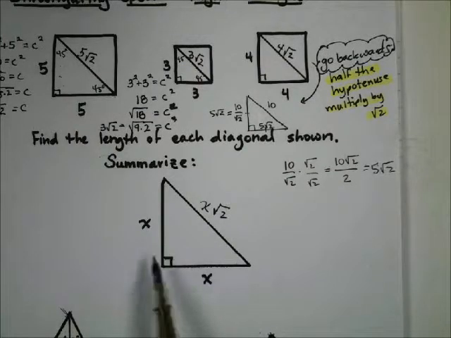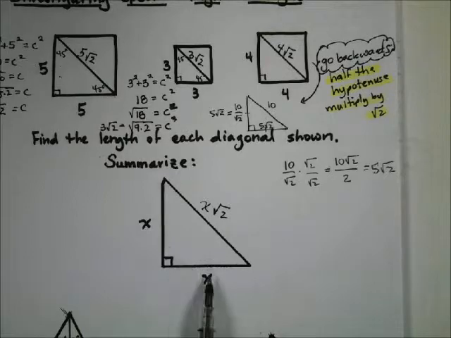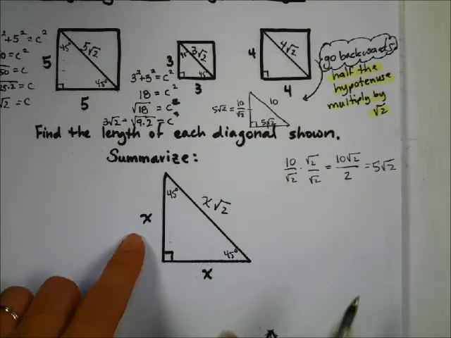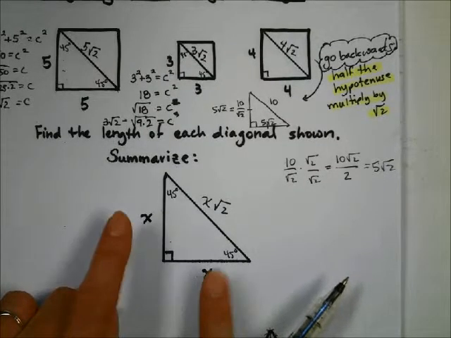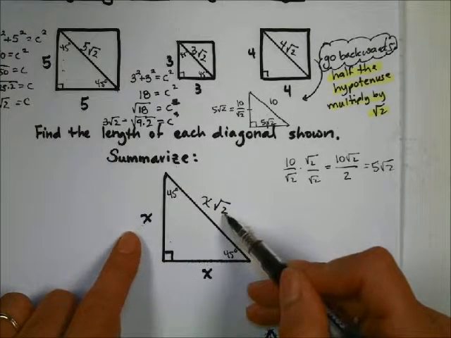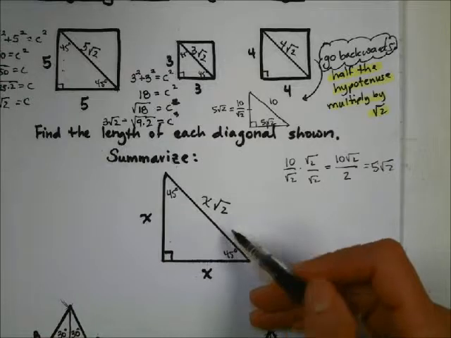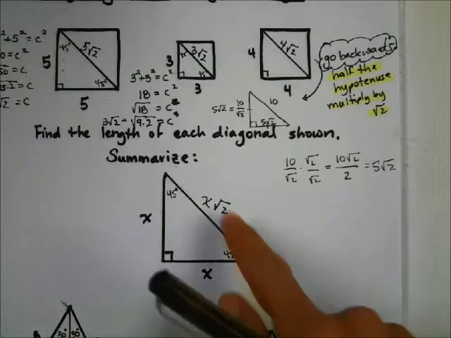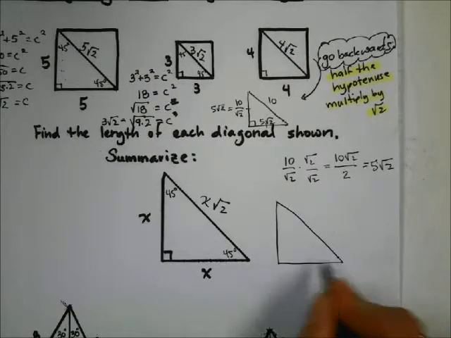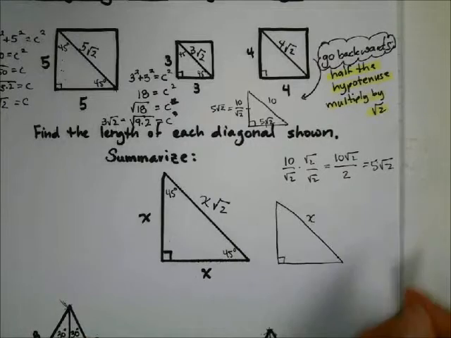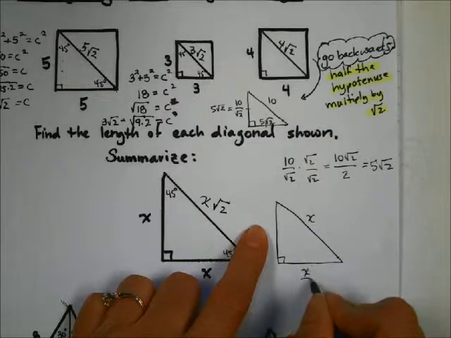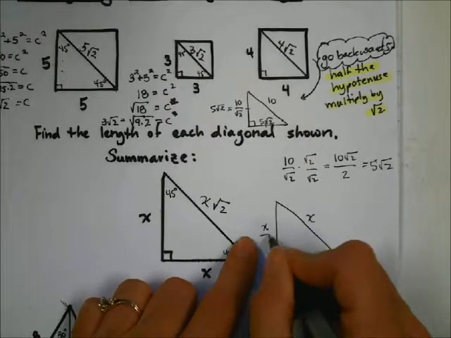So to summarize what we did, if you have a 45-45-90 triangle, that's referring to the angles. And of course that's an isosceles right triangle, so these would both be x. To find the hypotenuse, you are going to multiply by the square root of 2. Simple, very simple. If you're going to go backwards, like maybe we should just go ahead and generalize what happens if I give you the hypotenuse instead. To work backwards, we're going to divide by the square root of 2.